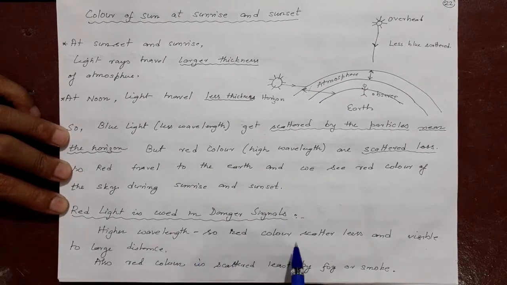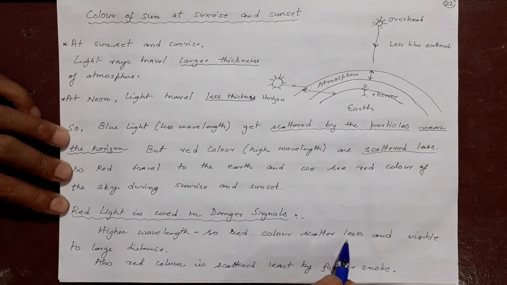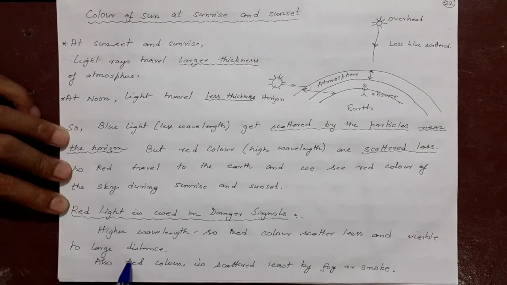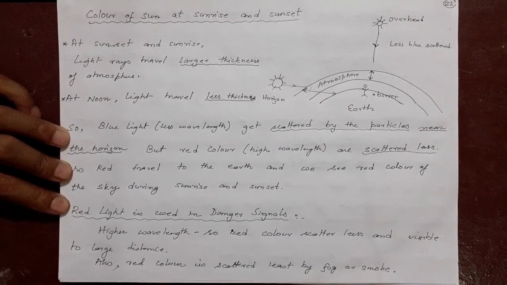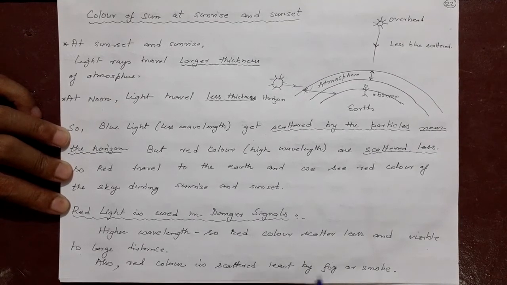So that is why red color scatters less. Wavelength is high means the atmosphere will not be able to scatter it more. So you can see the red color from a far place, visible even at a very large distance. From very far you can see red color and be alert that some danger signal is there. Also, the red color is scattered least by fog and smoke.